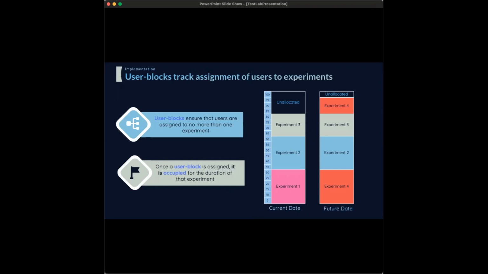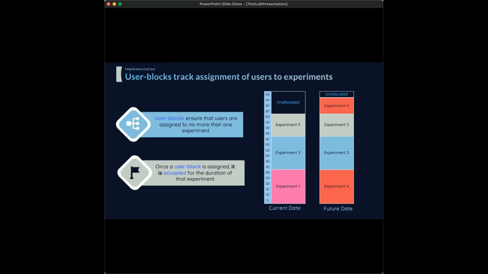User blocks track assignment of users to experiments, where the available pool of users is segmented into 20 chunks, each representing 5% of the user base. Each of these chunks, or user blocks, is permanently assigned to exactly one experiment for the duration of that experiment, ensuring that users in each user block are only exposed to one experiment. As soon as an experiment concludes, all user blocks that were allocated to that experiment are released and may be reallocated to upcoming experiments as needed.